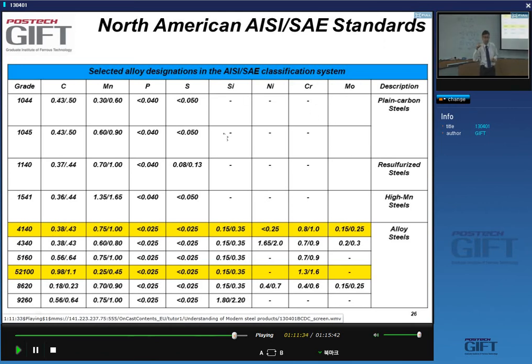So here you have examples of, for instance, plain carbon steels. Plain means unalloyed. So they will start with 10. Okay. 1044, 1045. The important thing there is just the carbon content. The manganese content, silicon content is very low, less than 1%. When you have a 1, it's resulfurized, yes. If you have a 5 here, that's high manganese steel. High manganese in the sense of more than 1%.